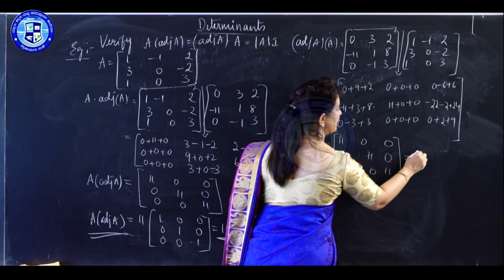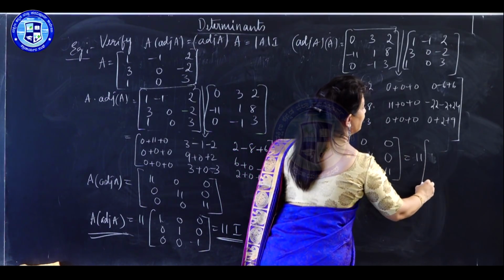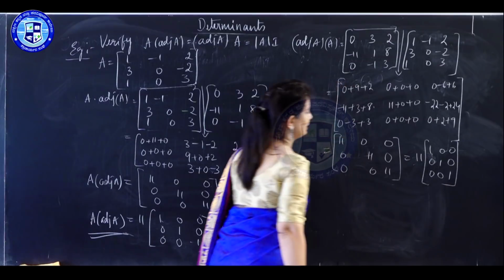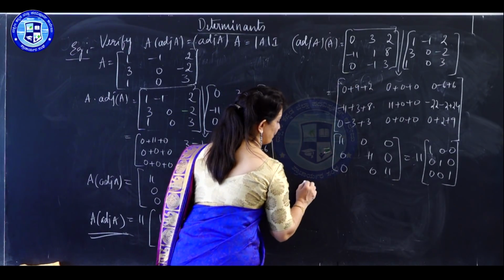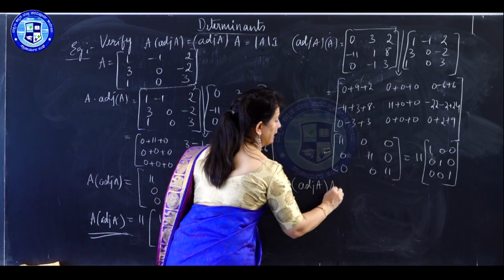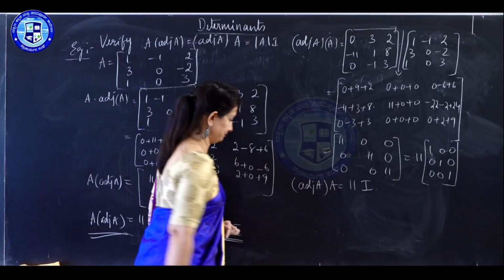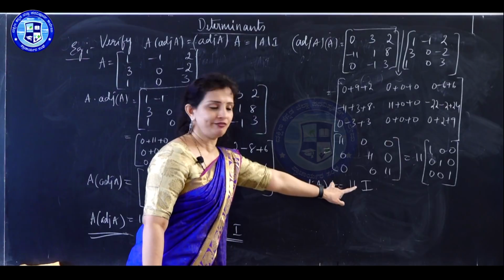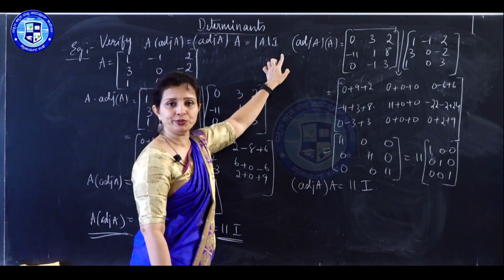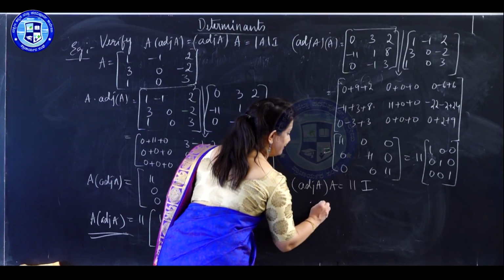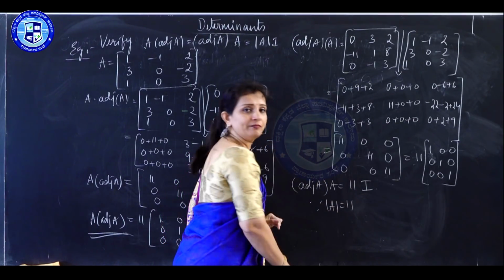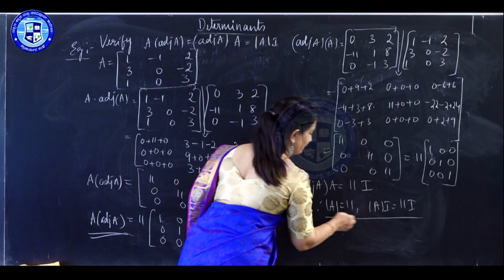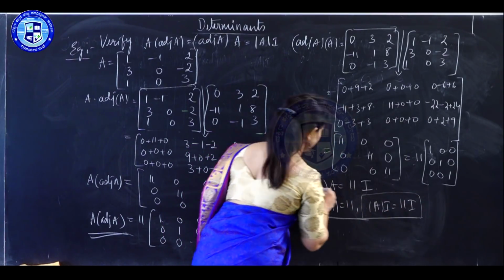Again, we can write this as 11 times I, the identity matrix 1, 0, 0, 0, 1, 0, 0, 0, 1. 11 can be taken out. So, this is also adjoint A into A is equal to 11 into I. A into adjoint A is 11 into I we got. Adjoint A into A is also 11 into I we got. So, both are the same, equal to determinant A into I. Since determinant A is equal to 11, determinant A into I is equal to 11 into I. Determinant A into I is also 11I.